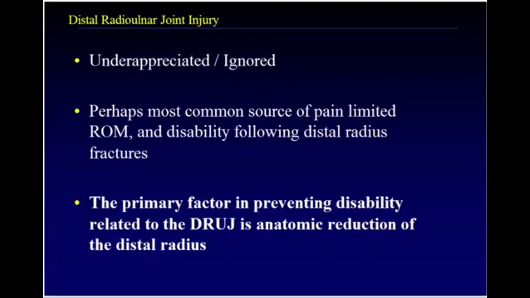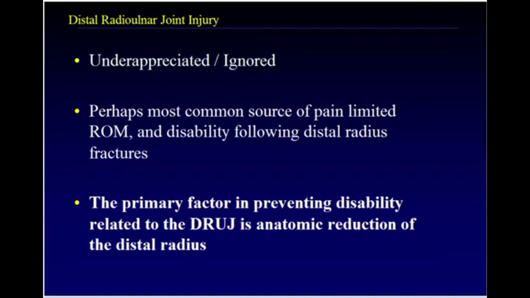Now, the last thing is distal radial ulnar joint injuries. These are typically underappreciated and often ignored. They're perhaps the most common source of pain and limited range of motion and disability following distal radius fractures. And the primary factor in preventing disability related to the DRUJ is to anatomically reduce the distal radius. If the distal radius fracture is anatomically reduced, then the distal radial ulnar joint will likely follow and cause minimal problems.